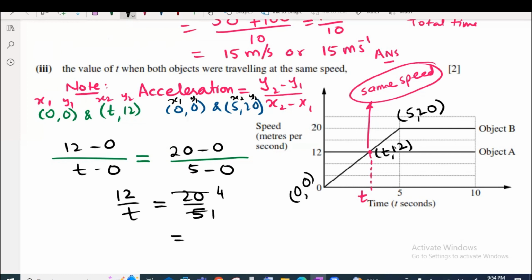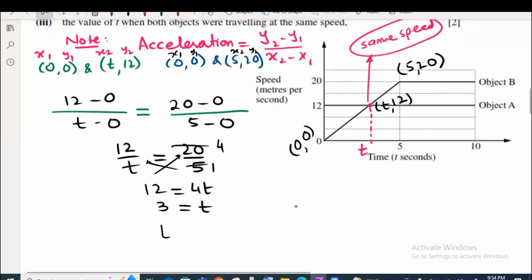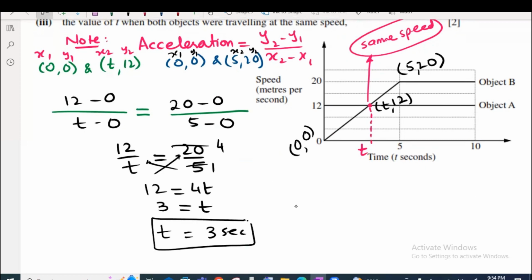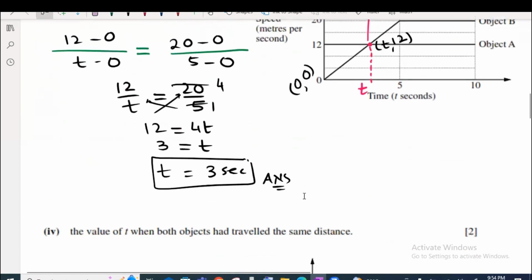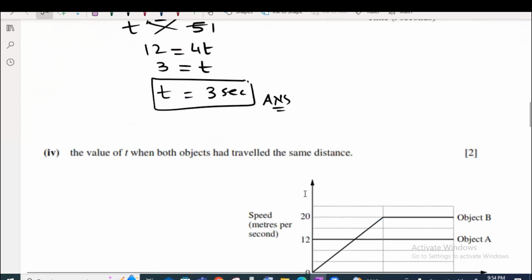Now by cross multiplication, it will be 4t over 12. Now the value of t will be 3 seconds. This is the final answer for part three. Now move on to part four.